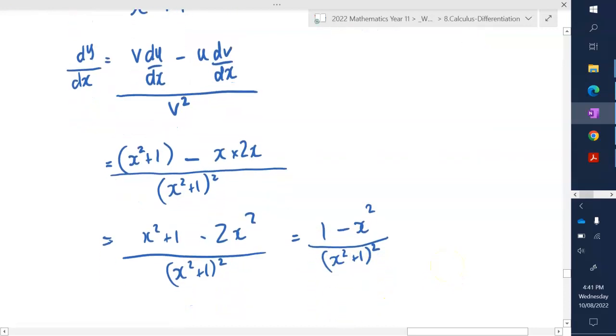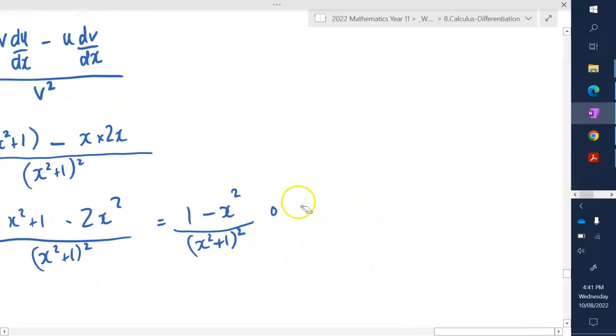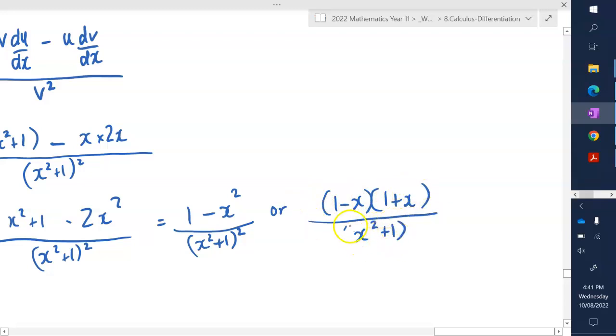Now, you can leave it like that. There's not a lot else we can do with that. The bottom line is not a difference of 2 squares. We can't do anything with that. It's a positive in the middle, so it's a sum of 2 squares, which we don't have a rule for. The top is a difference of 2 squares. You could expand that if you like. So let's do that. 1 minus x, 1 plus x. It doesn't really help us yet, but we have that option there if we like.